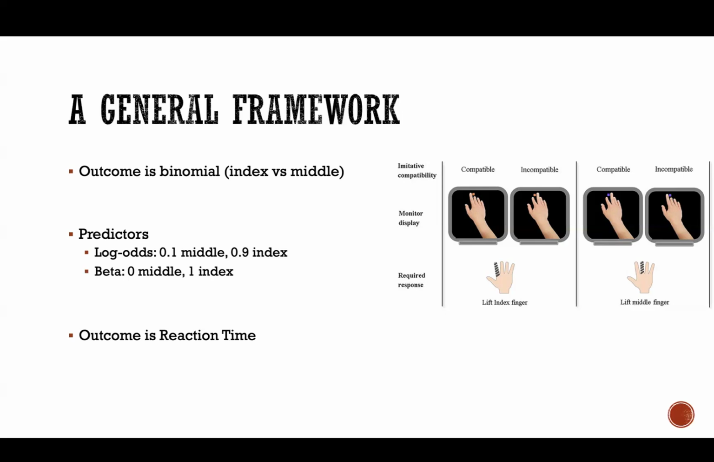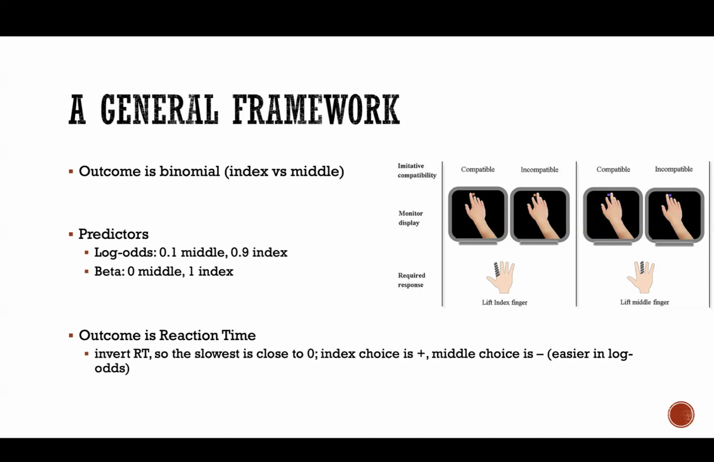If we take as an outcome the reaction time, that's going to be a bit more tricky, but it's doable, right? So we can invert the reaction time so that the slowest is close to 0, the more uncertain, right? The index choice is plus positive values. The middle choice is minus negative values, right?